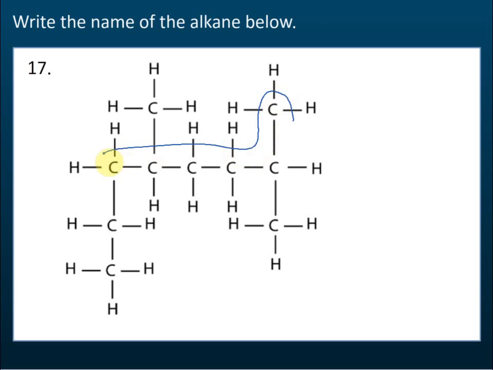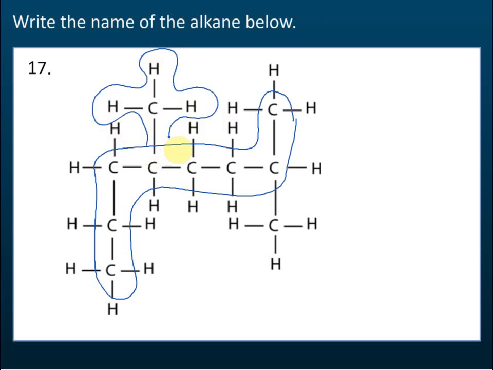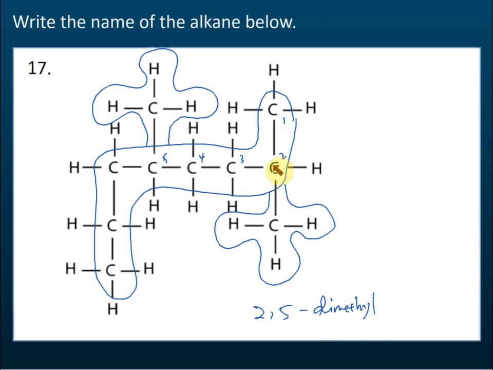Okay. Next one. The longest chain. Let's take this one again. This is the longest chain, and this is the branch. First, second, third, fourth, fifth. So therefore the positions of the branches are 2, 5. 2, 5 dash dimethyl. 1, 2, 3, 4, 5, 6, 7, 8 octane. The name is octane. These are the IUPAC names for these alkanes.